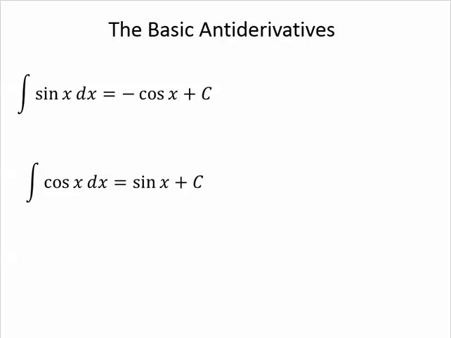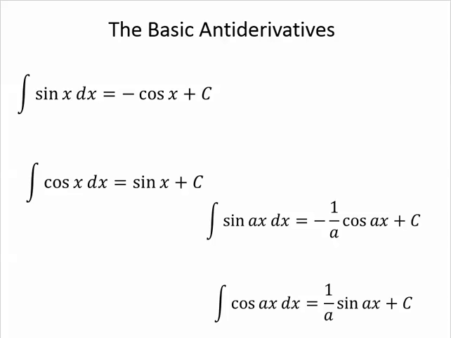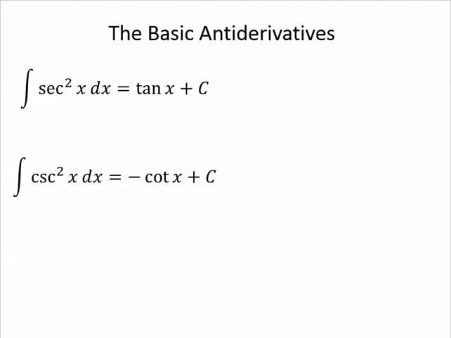For example, the antiderivative of sine and cosine. And then, if you have a coefficient in front of your variable, then you can use these formulas as well. And your antiderivative of secant squared and cosecant squared, you just know them by knowing that the derivative of tangent is secant squared. So the antiderivative of secant squared would be tangent.